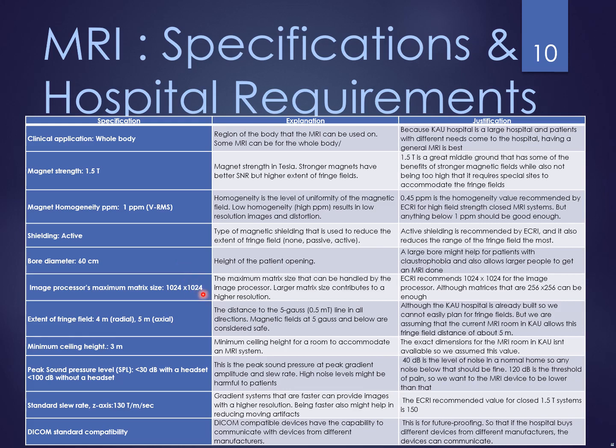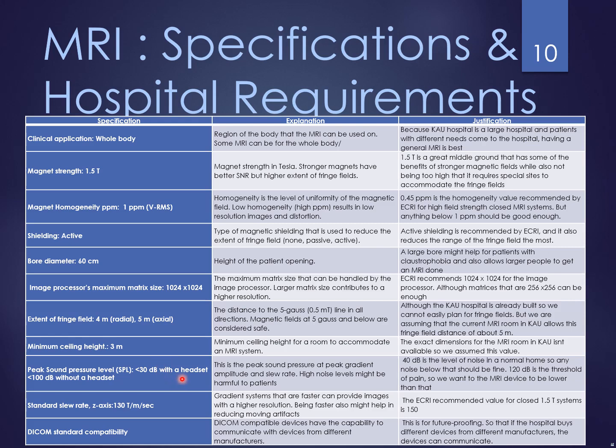For the image processor maximum matrix size, this is the maximum matrix size that can be supported by the image processor. Having a large matrix contributes to a higher resolution. The extent of the fringe field is the distance to the 5 Gauss line. Anything below 5 Gauss is considered safe. For the minimum ceiling height, this is the minimum ceiling height for a room to accommodate the MRI system.